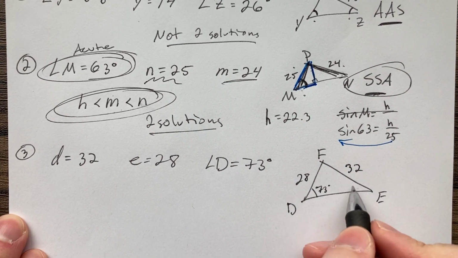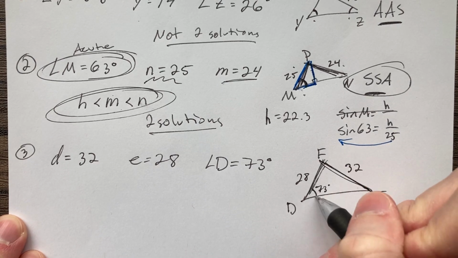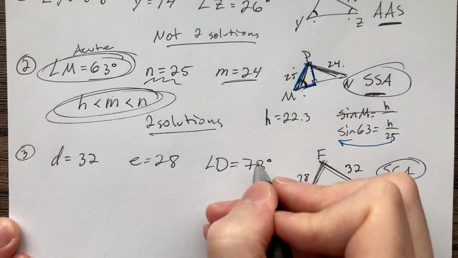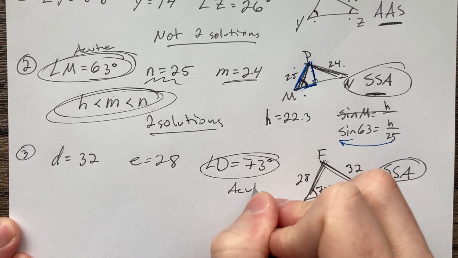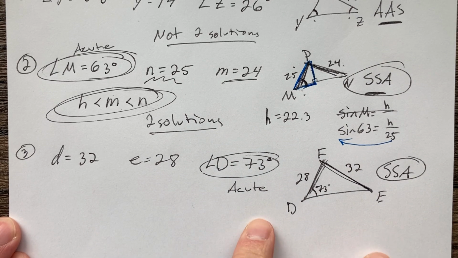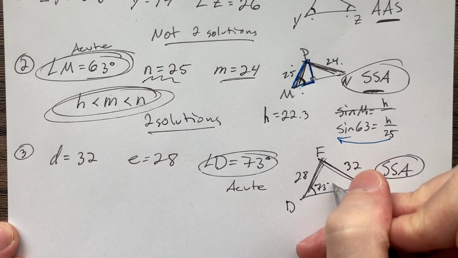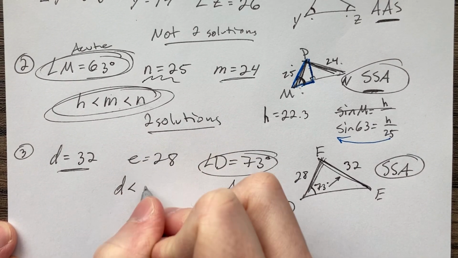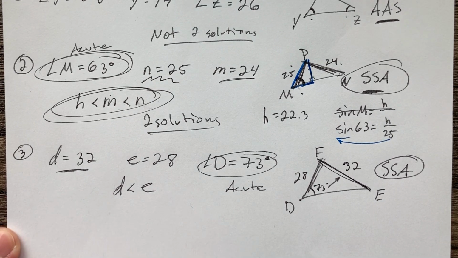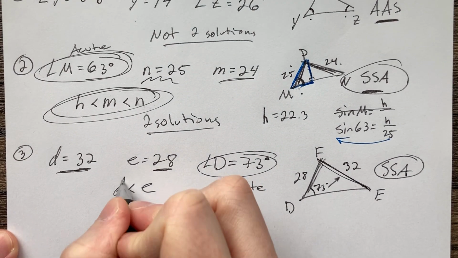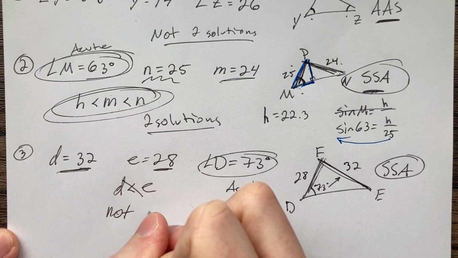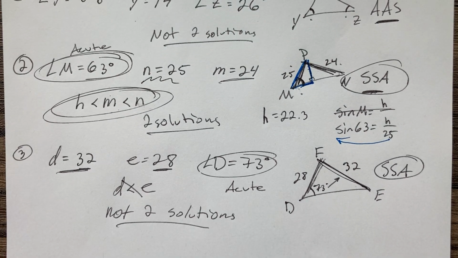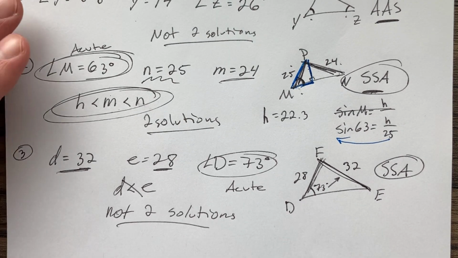It looks like we do have a side and an angle. Okay, there's the first check. Second check, our angle given to us is acute. So that looks like we're on our way to two triangles. Now if we check our side opposite the angle given to us, side D has to be less than side E in order to get two triangles. Well, D is 32, E is 28, so this is not true. So not two solutions. We're just going to solve it for one single triangle.